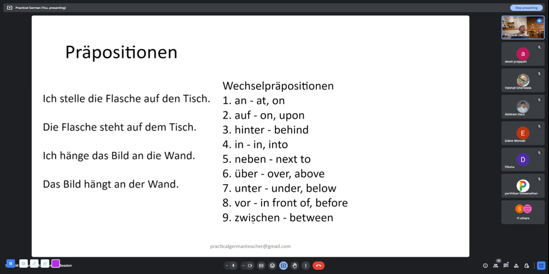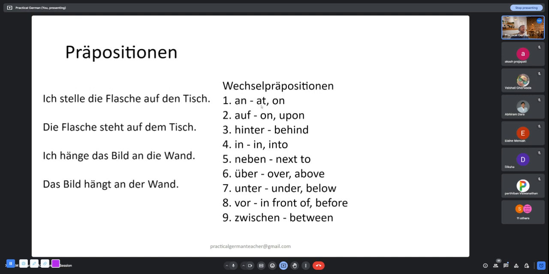So you have zwischen meaning between, vor meaning in front of or before. For example, the screen is in front of me, or you can also say, I'm in front of the screen, whichever way you look at it. Unter means under or below. For example, below me there is this floor. Über means over or above. For example, the ceiling is over me, above me. Neben means next to. For example, I'm sitting next to the wall. In means in or into. For example, the food is in the refrigerator. Hinter means behind. For example, behind me, I don't know, there is nothing.